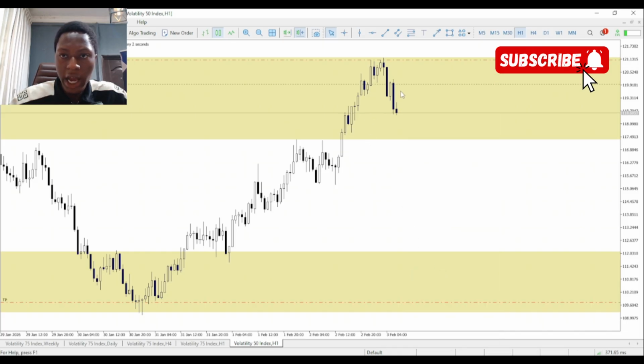You can see this was where I entered the trade, and this was my stop loss right here. And this is my target. This is just a little lot size, because this is a little account. I'm trying to grow this account. It's a very little one actually. So let's see how this trade goes.